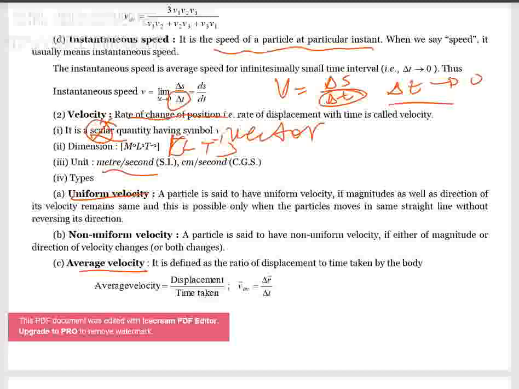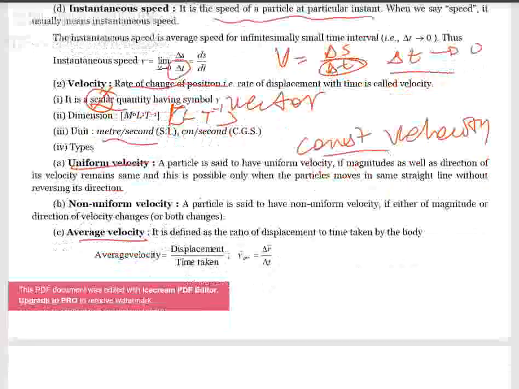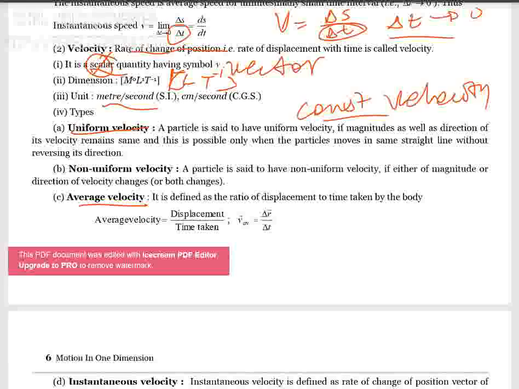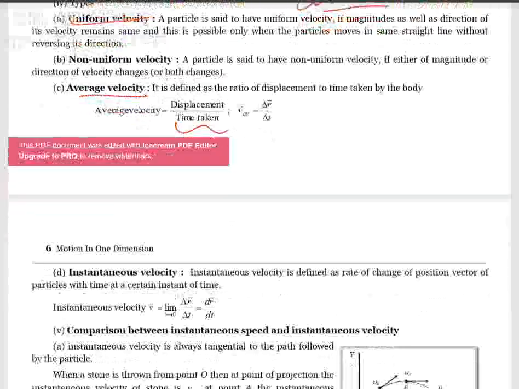Uniform velocity means an object moving with constant velocity, that means unchanged. When we say unchanged or constant velocity, the direction of the velocity as well as the magnitude is similar. Average velocity, as the name says, is the total displacement divided by the total time taken.